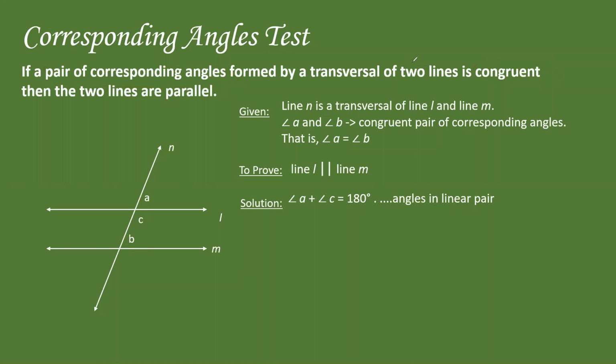So first is angle A plus angle C is equal to 180, angles in a linear pair. So are they in a linear pair now? The position is different, but they are in a linear pair. So this is the first one. Why are they in a linear pair? Can anyone tell me?